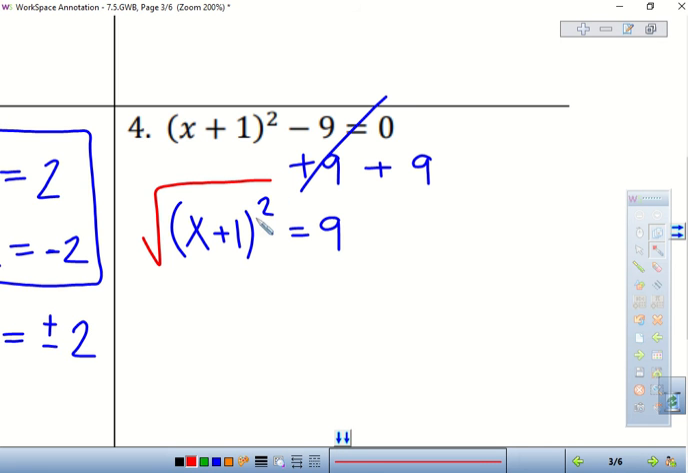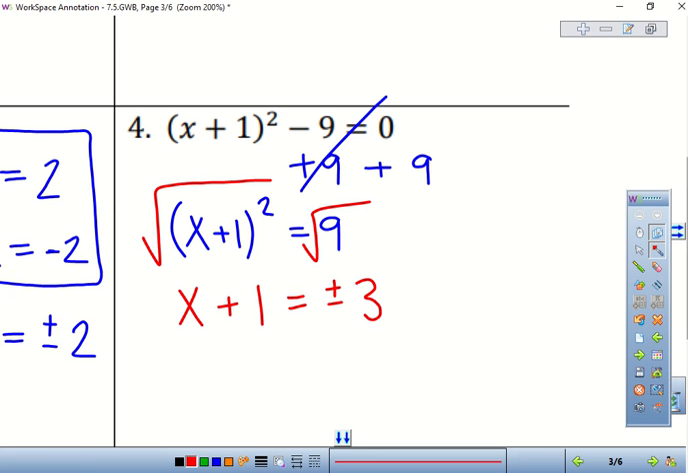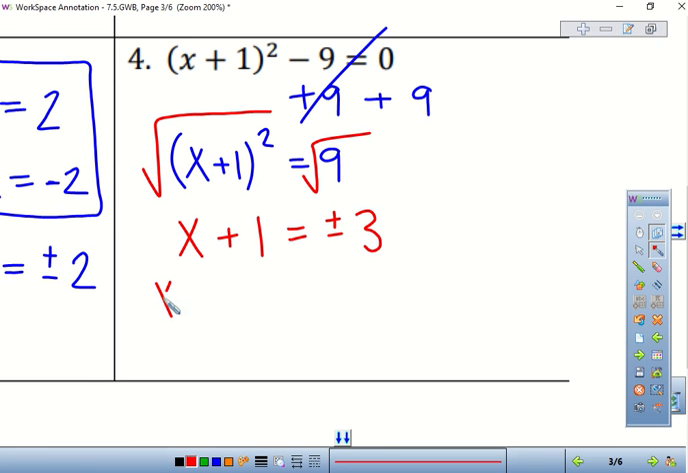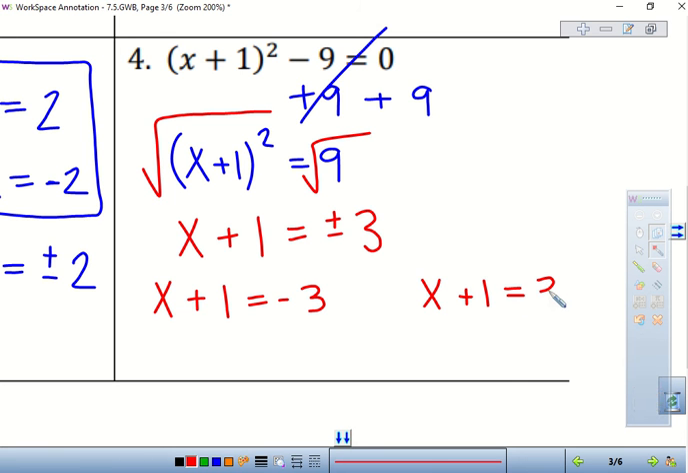So the first thing you have to do is get rid of the second power, and to get rid of the second power, you take the square root. So we take the square root of both sides, and we get x plus 1 equals plus or minus what? 9. What's the square root of 9? 3. So when you get to this stage, this means you're going to have two equations, okay? We have one that has a -3, and one that has a what kind of 3? Positive 3.